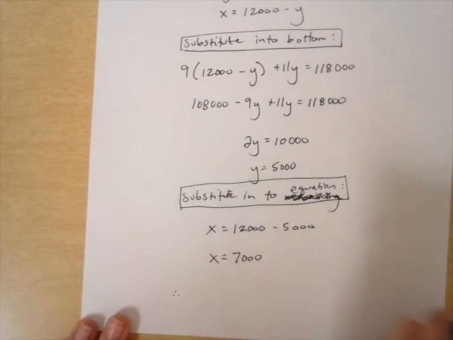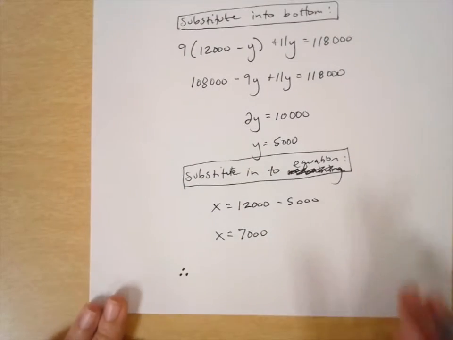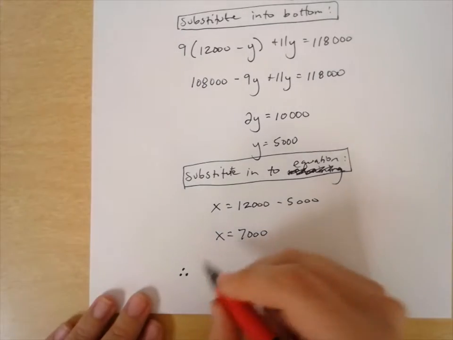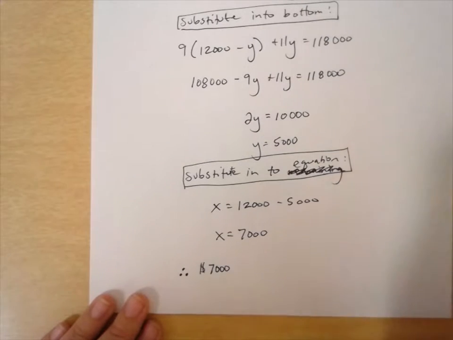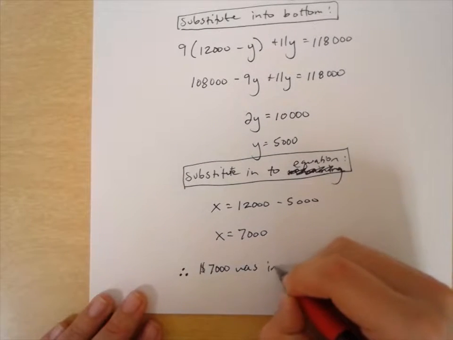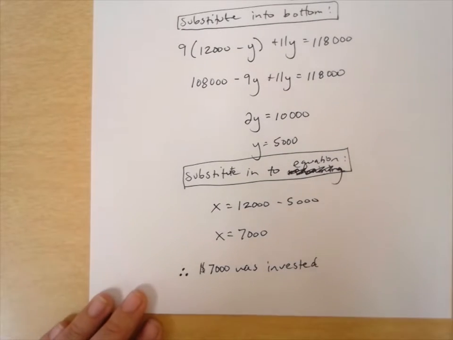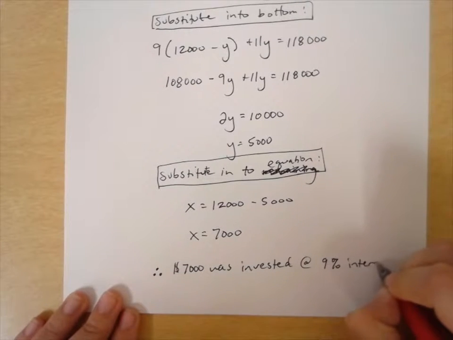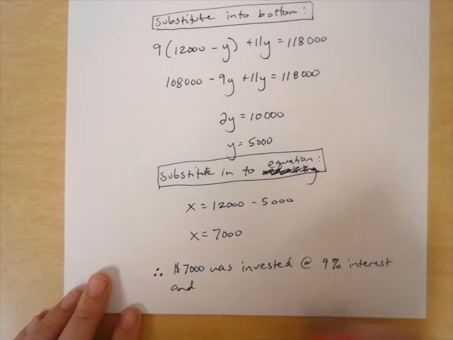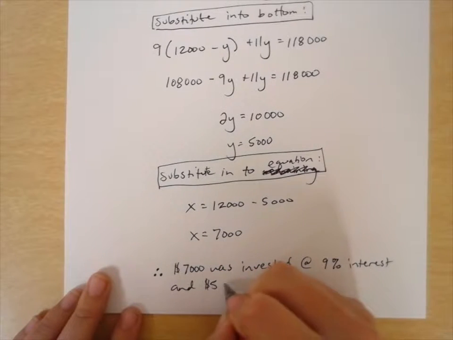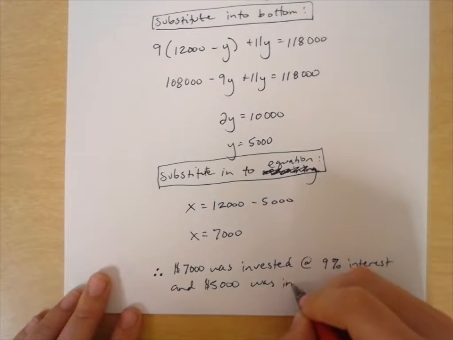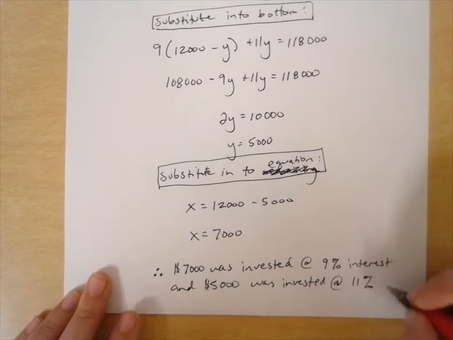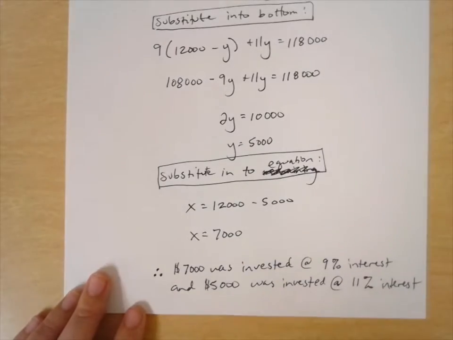So, what I'm really saying with this is that, remember my 7,000 was my X fund, it was my 9% fund, so what I'm saying is $7,000 was invested at 9% interest, and $5,000 was invested at 11% interest. There we have it.